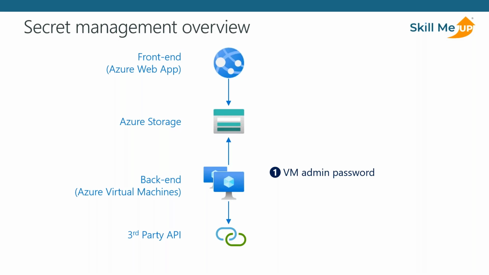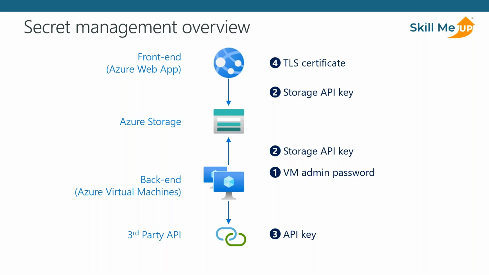Then the application itself, or the front-end application, needs to connect to Azure Storage. So there's either the storage API key or some other way of connecting to it. There's that API key that I mentioned as well. Then we only need the certificate. And if you want to use bring your own key for Azure Storage and Azure Virtual Machines, we can use those keys as well. And all of these we can put inside an Azure Key Vault.